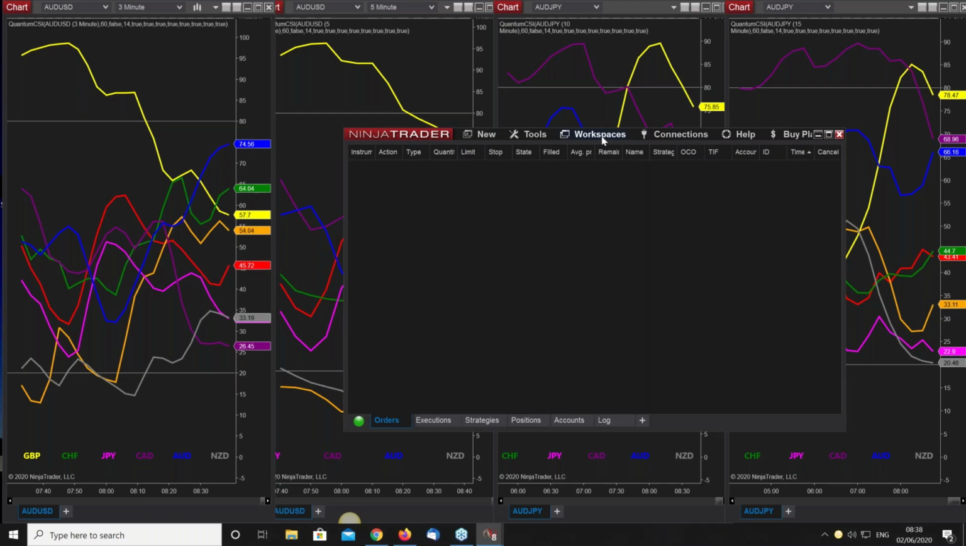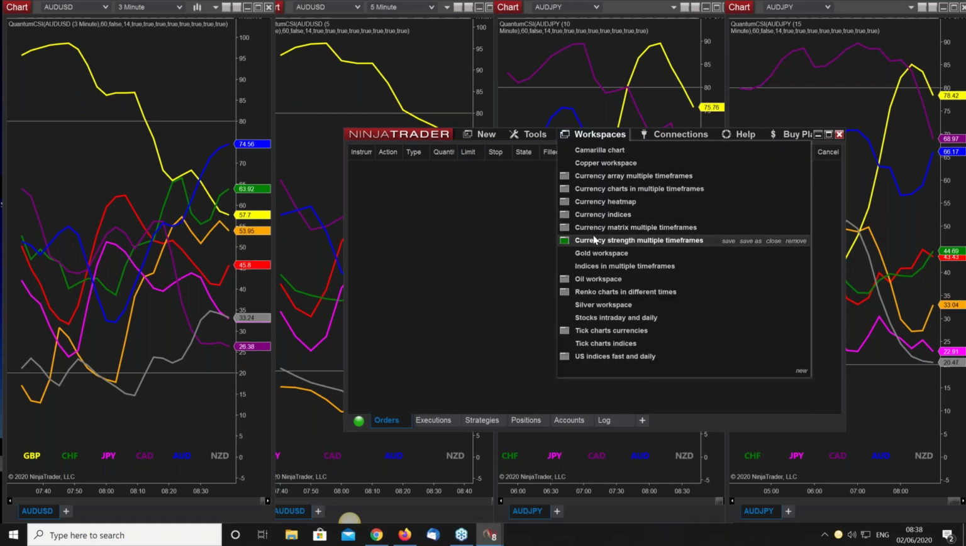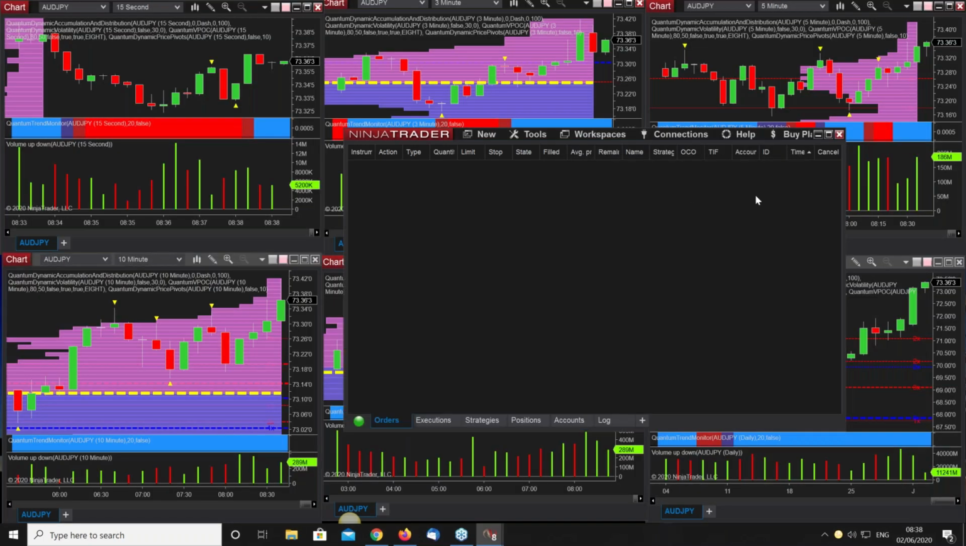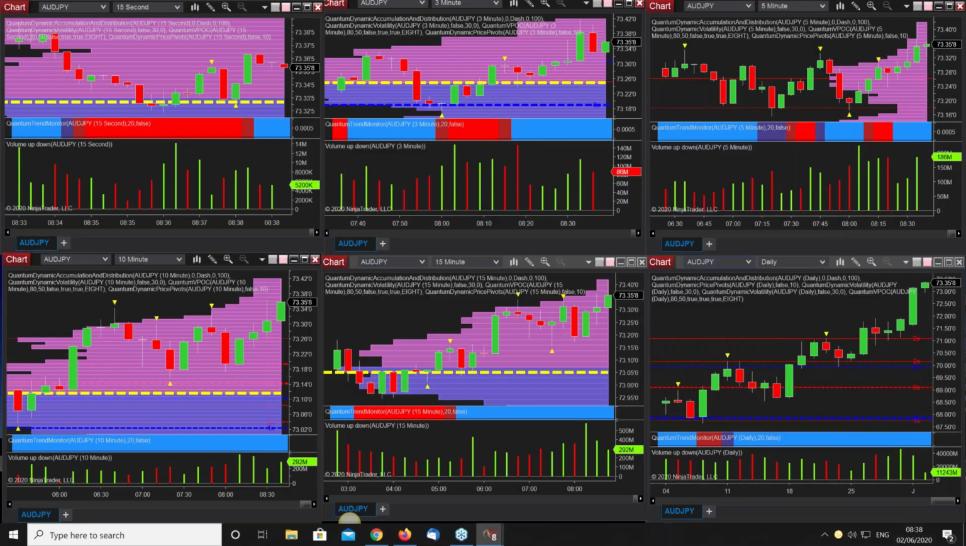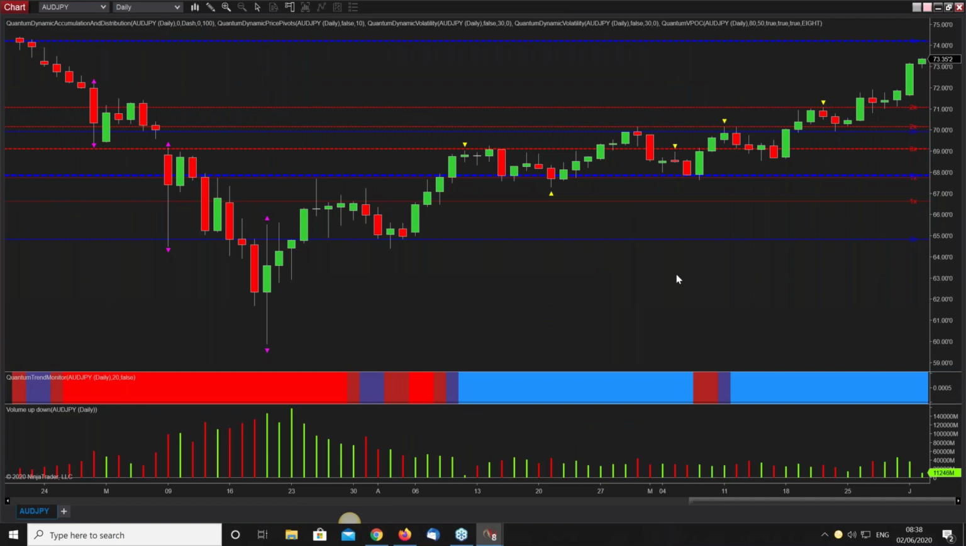Just keeping an eye on what's going on over on the other side. Let's go back to the currency charts again. There we are. So yes, this move is developing. And I just want to highlight this on the daily and the weekly.